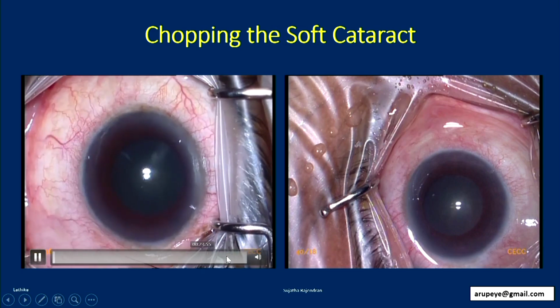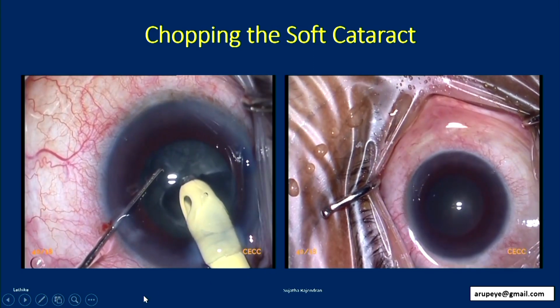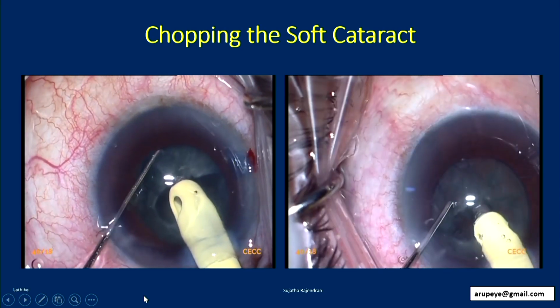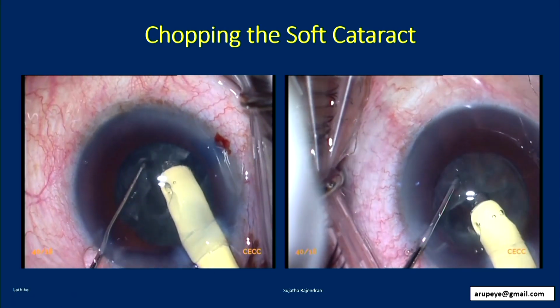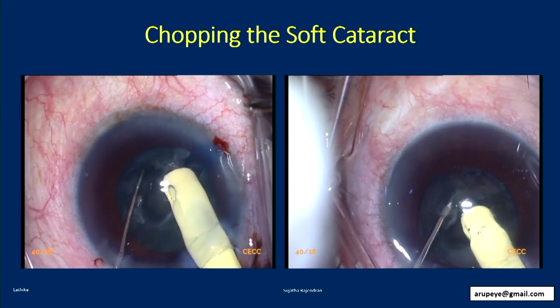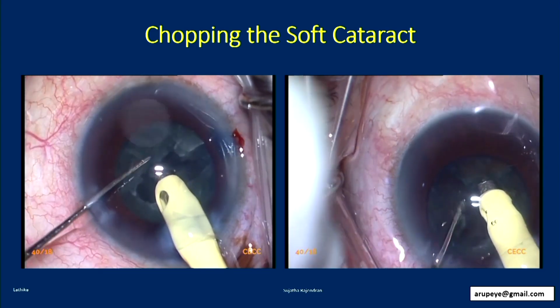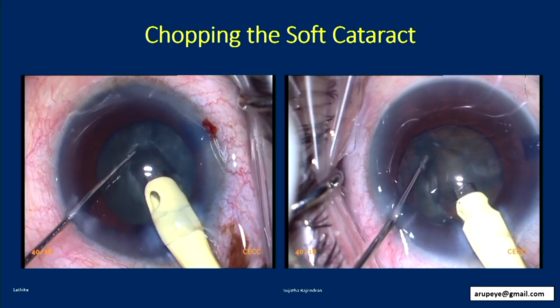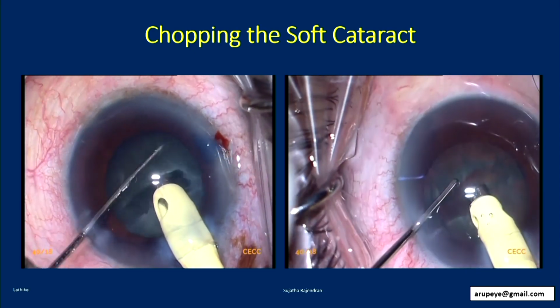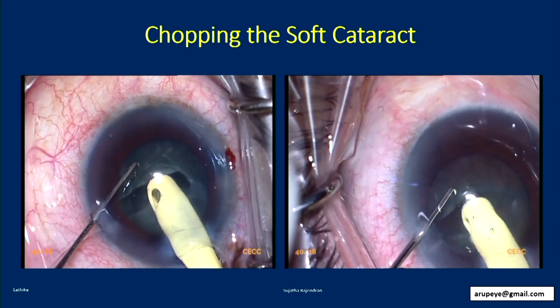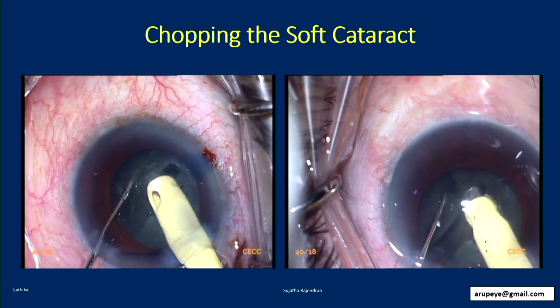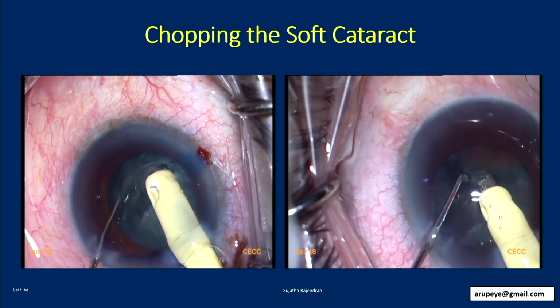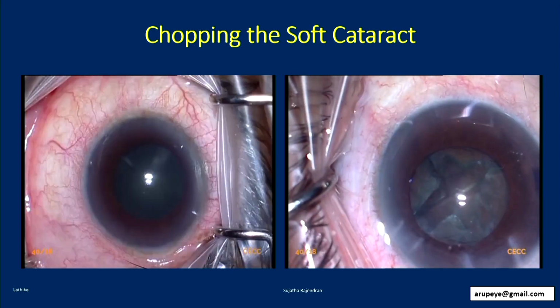Chopping a soft cataract is a different entity because here you don't play with the Phaco power. You just play with the fluidics and the vacuum setup. So here I have just engaged the Phaco tip, allowed the vacuum to build up, and then you can perform a chopping quite easily in these cases without using Phaco power. Because if you use Phaco power, you're going to cheese wire through the nucleus, and you're not going to get the nucleus divided into multiple pieces.